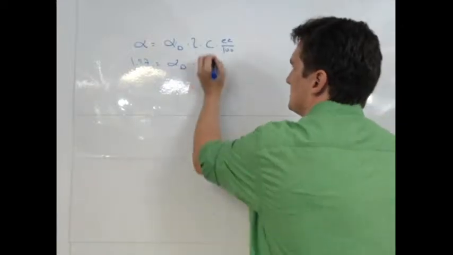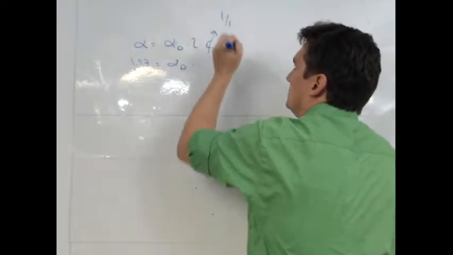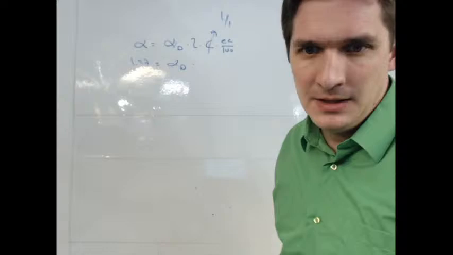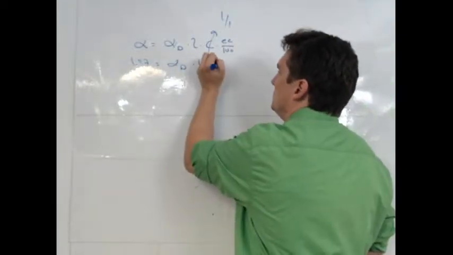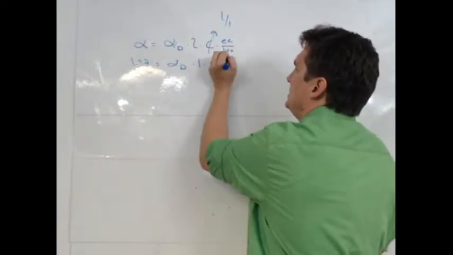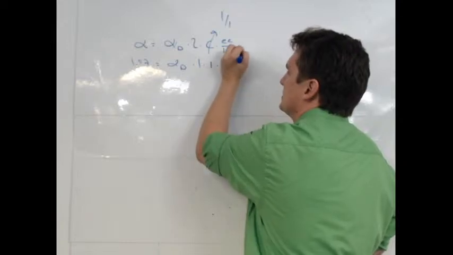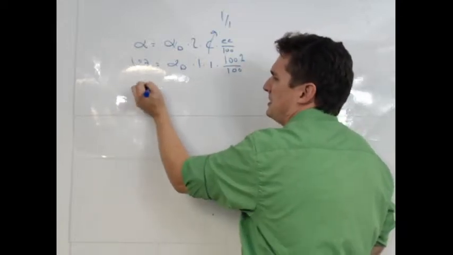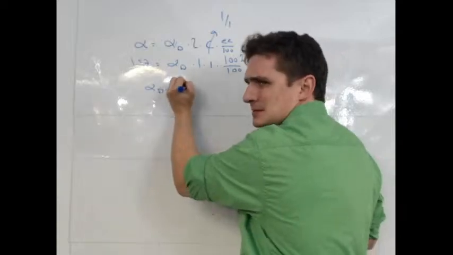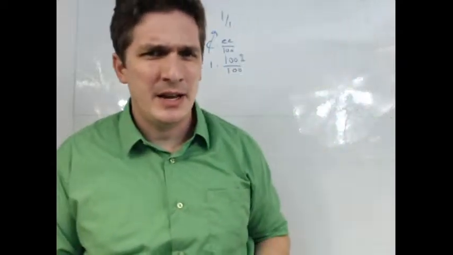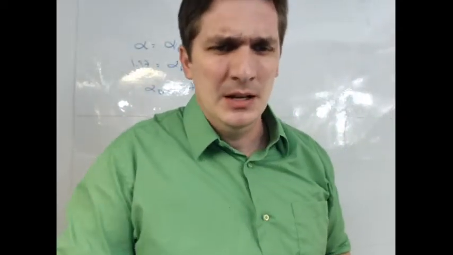Our mass of substance, our concentration is 1 gram per 1 milliliter. Our path length is 1 centimeter. So 1 times 1. And the EE is 100%. So when we work it all out, the alpha D here is going to be 1.87. So it looks like it's actually a very easy problem.